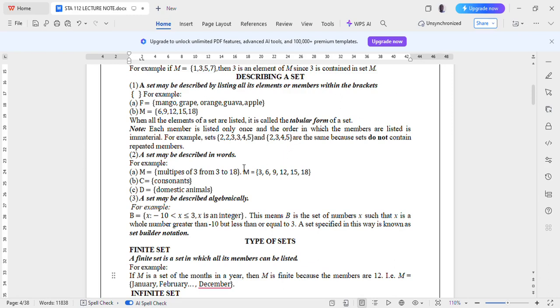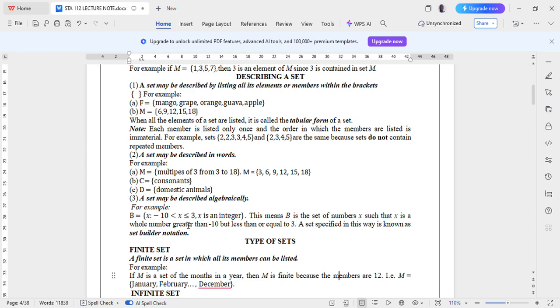Let's go back to the page. Now, this means B is the set of numbers x such that x is a whole number greater than minus 10 but less than or equal to 3. A set specified in this way is known as set builder notation. So when you describe a set algebraically, you use an algebraic expression to describe your set.